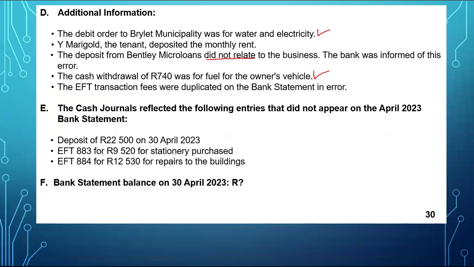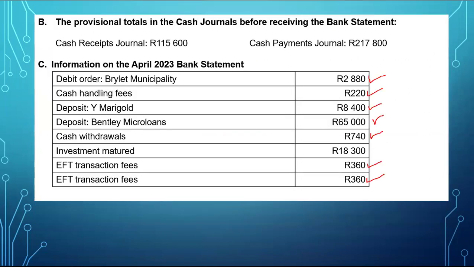The last point in D. The EFT transaction fees were duplicated on the bank statement in error. Duplicated means they were recorded twice. That's what I wanted. So I'm not going to record one of these. I'm just going to add it with that one. Okay, so I'm going to add this with that one.